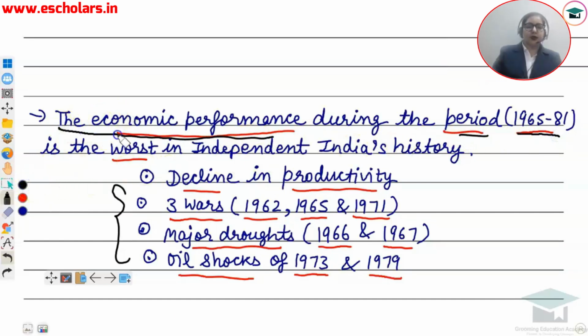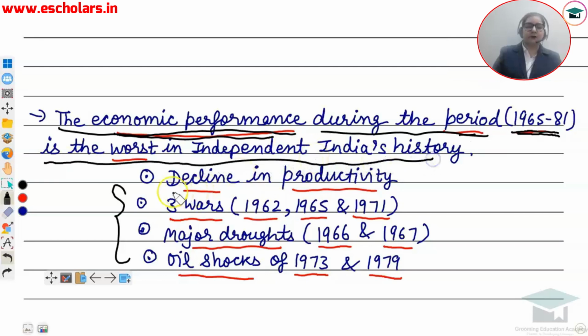So let's have a look. The economic performance during the period 1965 to 81 is the worst in independent India's history, because there was a decline in productivity. 3 wars were there in the years 1962, 1965 and 1971. Major droughts occurred in the years 1966 and 1967. Oil shocks were there in the years 1973 and 1979.